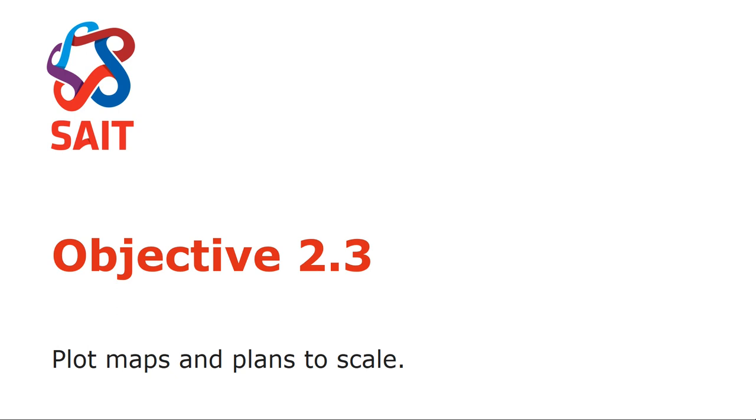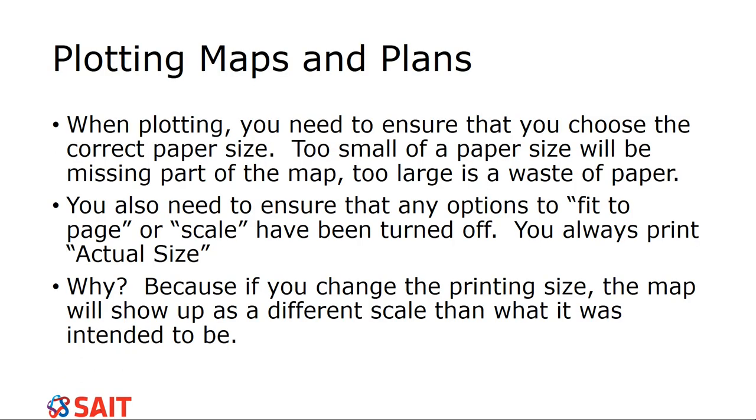All right, so moving into Objective 2.3, we're going to be plotting maps and plans to scale. Now, because we are doing this online and you don't have access to a plotter, we will not be doing this. So I'm going to describe it. When you are plotting, you need to ensure you choose the correct paper size to start with, right? If you have a paper size that's too small, part of the map will fall off. And if it's too large, you're just wasting paper. Save a tree. Because then you have to cut all the paper off and it adds extra work. So if you just choose the right paper size, then you're good.